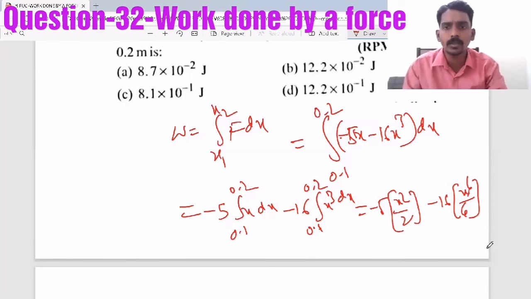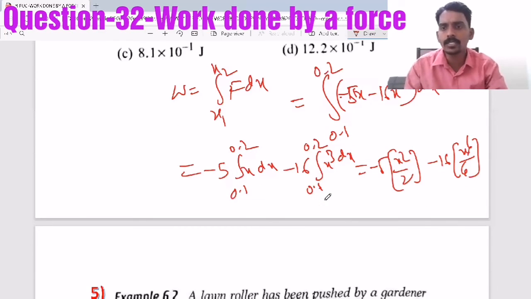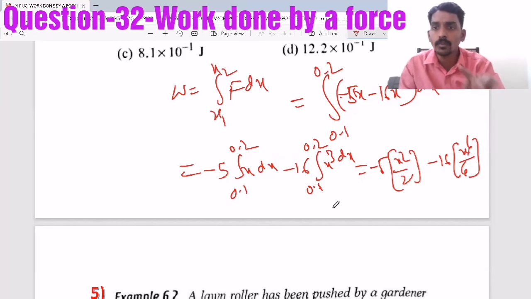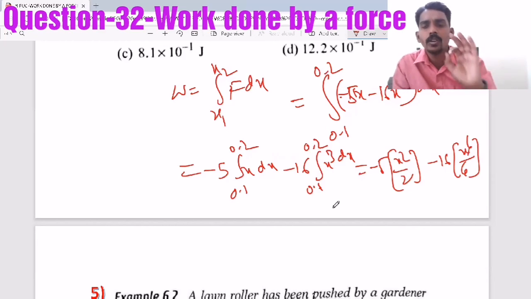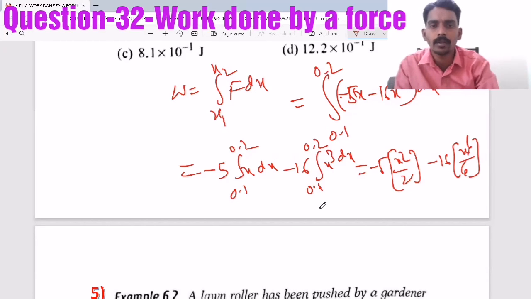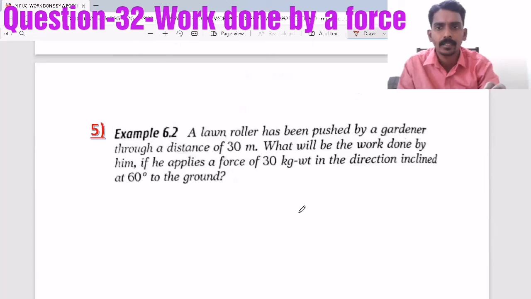So you have to substitute the limits. First the upper limit, then the lower limit. If you substitute the limits, then you will get the answer. This is how, if you know integration, only then can you find the work done by a variable force. That means you need to understand the importance of integration while calculating work done by a variable force.